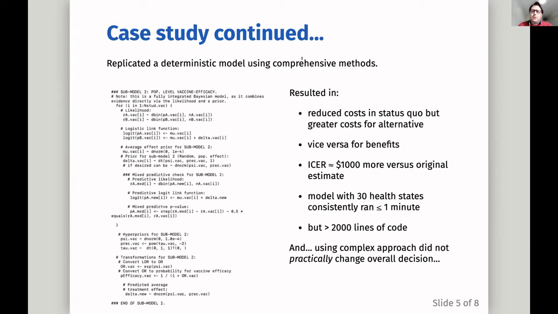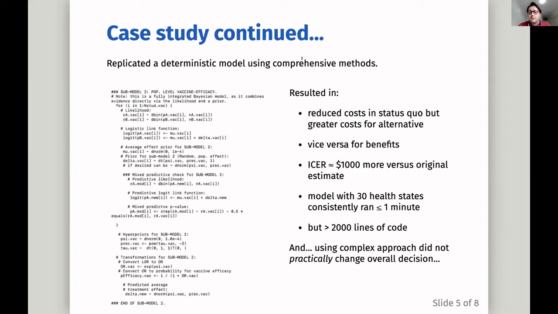and our results showed that the comprehensive approach basically reduced the estimated costs of the status quo treatment and increased the costs of the alternative. And this was vice versa for benefits. And it resulted in basically an ICER of about $1,000 more than the original model.